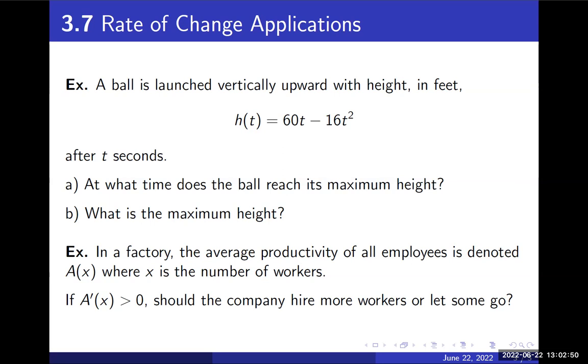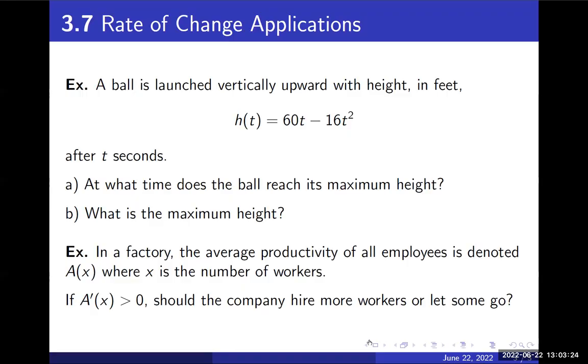At what time does the ball reach its maximum height? Okay. And then what is the maximum height? All right. And then the second example we'll do here in a moment. This is kind of interesting, a little bit more conceptual. In a factory, the average productivity of all employees is denoted capital A(x), where x is the number of workers. If the derivative A'(x) is positive, should the company hire more workers or let some go? Okay, we'll look at both of these.